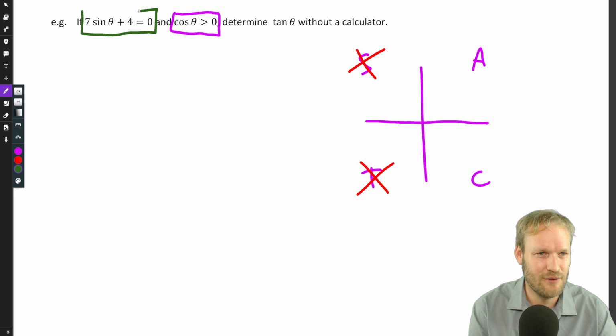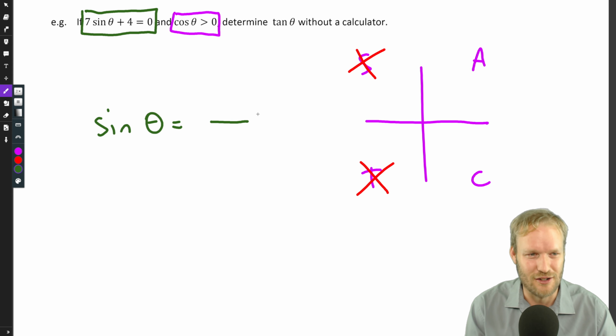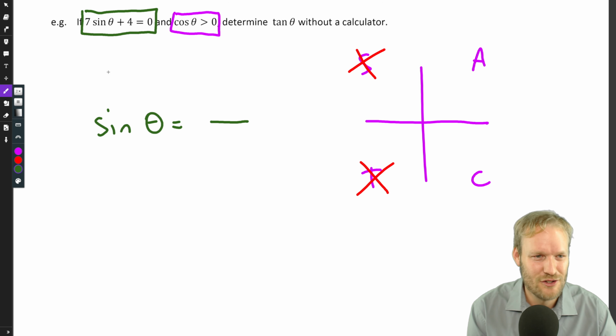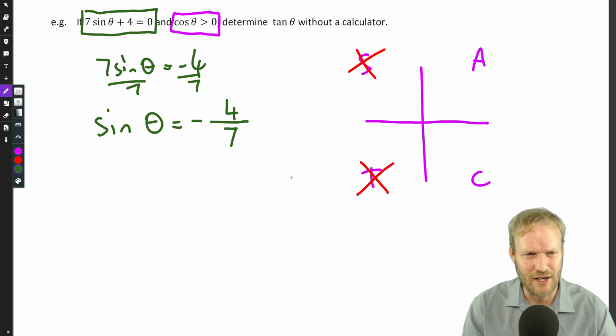And let's see what the other bit of information tells us. 7 sine theta plus 4 equals 0. It would be nice if we had that in the form sine theta equals some sort of fraction. Wouldn't that be a little bit neater? Well, let's just work our equation and manipulate it so that it looks like that. If we subtract 4 from both sides, and then divide both sides by 7, we'll have exactly what we want. Negative 4 over 7.